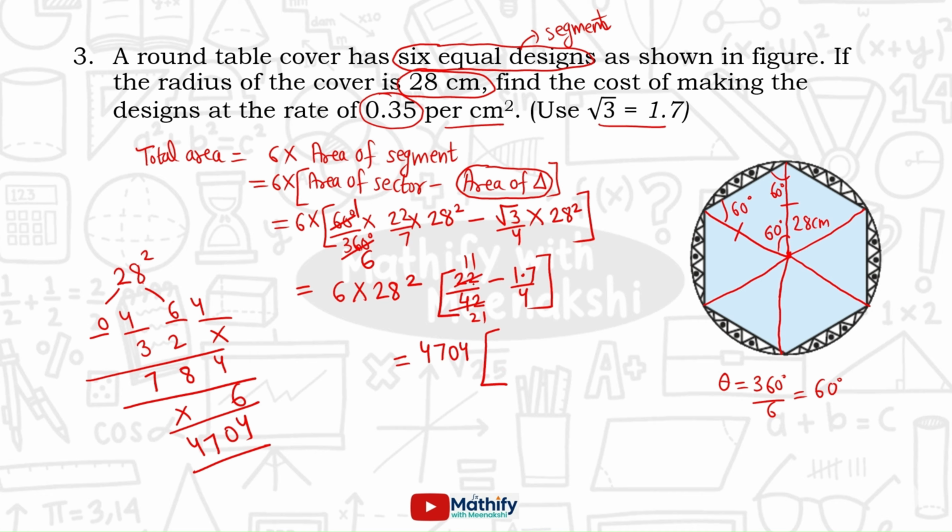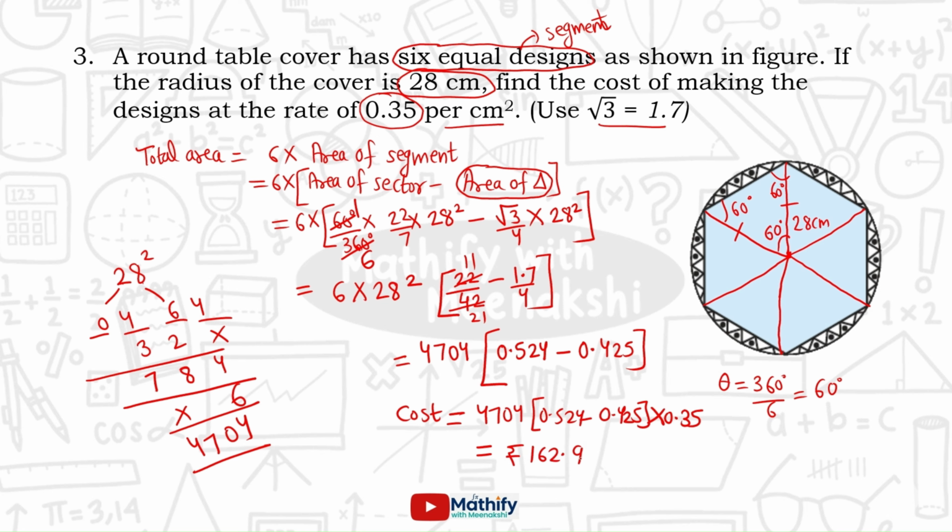Now what is 11 by 21? If you solve that, you will get somewhere around 0.524, minus 1.7 by 4, that is 0.425. Just leave it here, because if you realize, here you have to find the cost, and for cost you have to multiply with 0.35. So I'm writing this as it is. Just multiply this 0.35 to get the final answer. So if you solve, what will you get? Somewhere around 162.9 approx, you can say.